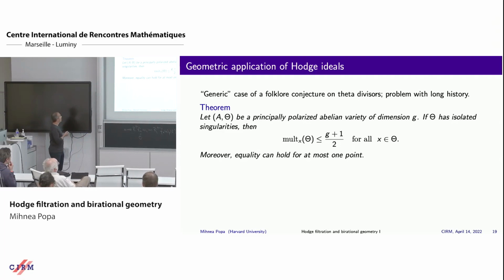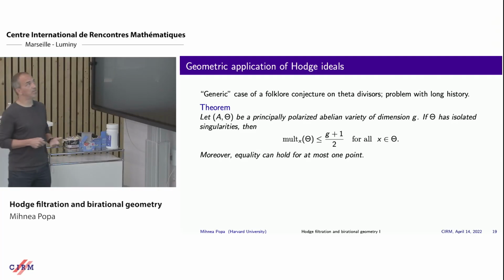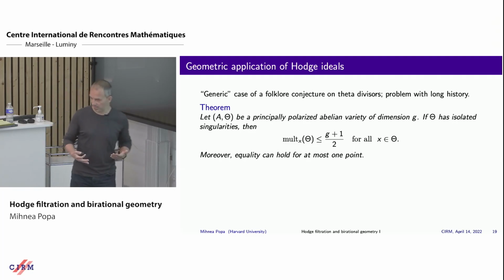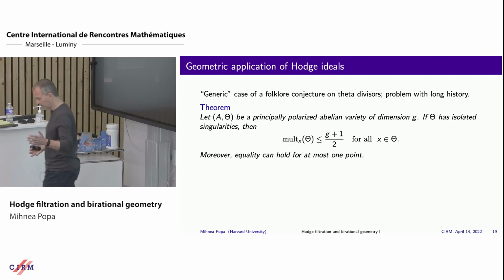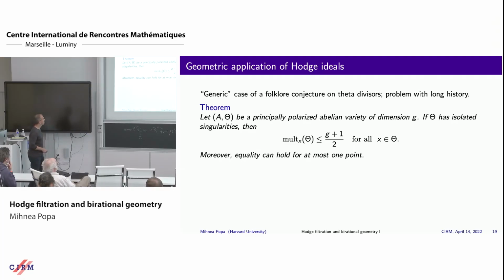Okay, so we have a principally polarized abelian variety of dimension g, right? For classical reasons, we call the dimension g in this case. And we assume that this theta divisor has isolated singularities, right? This is the general case among all singular theta divisors. And then the statement is that the multiplicity of every point is at most (g+1)/2. Okay, g is the dimension of A.